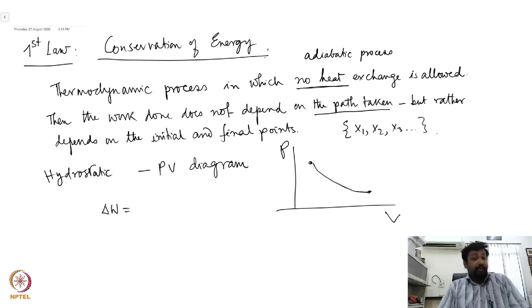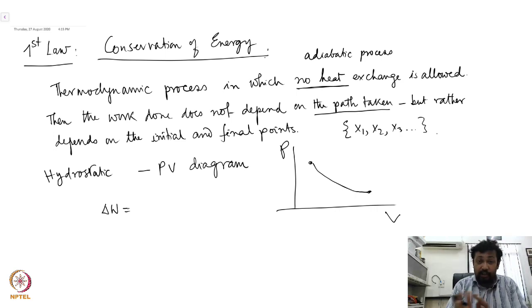Now this is very, very similar to what we do in mechanics. In mechanics, we say that whenever I have a conservative force field, I know that the work done depends only on the initial and the final points. And from this analogy, you essentially bring in the concept of the potential energy. In thermodynamics, this adiabatic process is synonymous to a conservative force field in mechanics. So here also I can see that the work done does not depend on the path.